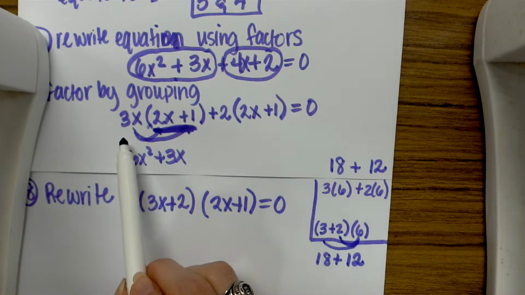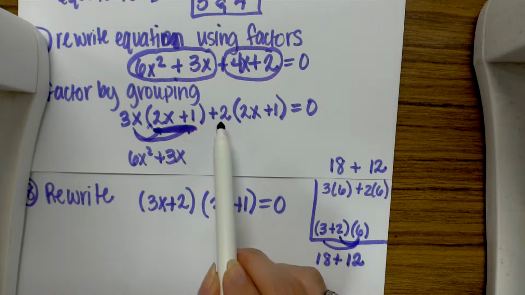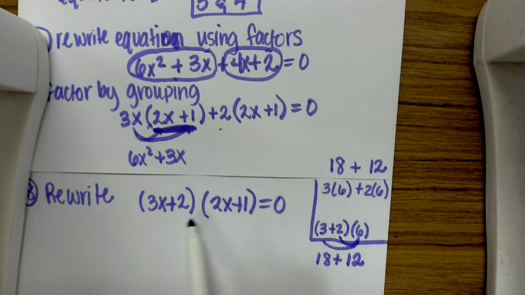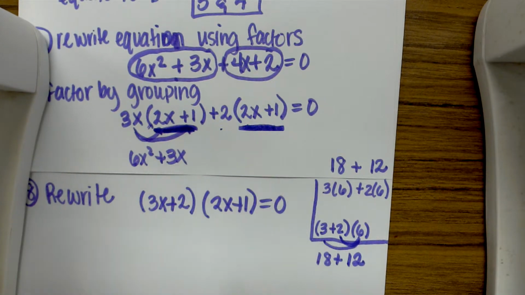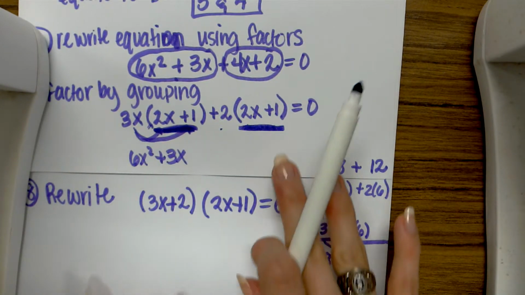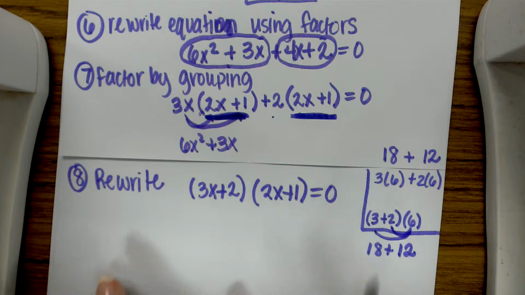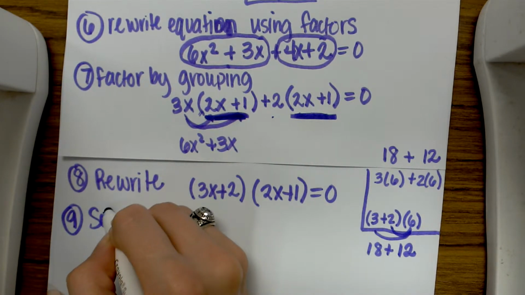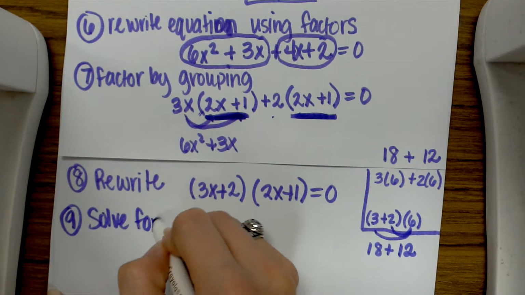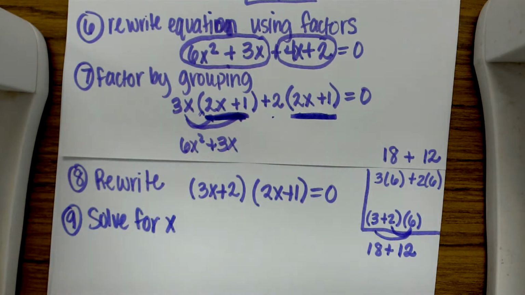We're going to take the 3x and add it to the 2, and we're going to multiply it by this base here. Okay, so this is how we rewrite it. So we're basically done with factoring. We factored out what we needed to do. So now we're going to solve for x.